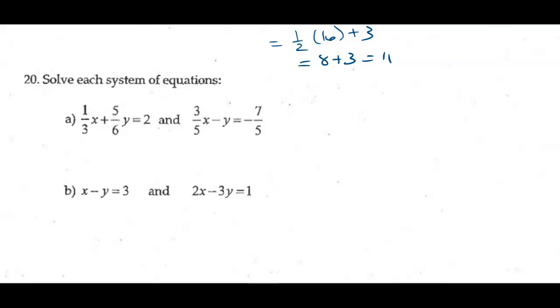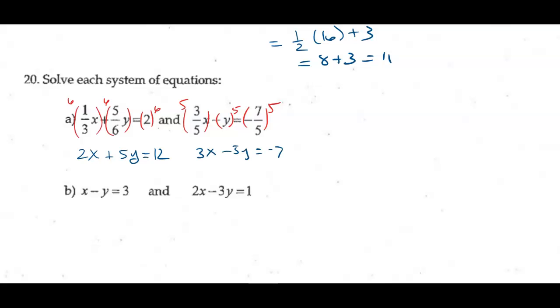Solve each system. To solve that first system, I would go through and get rid of the fractions first. Take a look. I have a 3 and a 6. Multiply everything by 6. Okay, so what's that going to give me? 2x plus 5y equals 12. This one, take a look. You're just going to multiply everything by 5. Just get rid of those annoying fractions. And that's going to give me 3x minus 5y equals negative 7. You can then solve it any way you want.